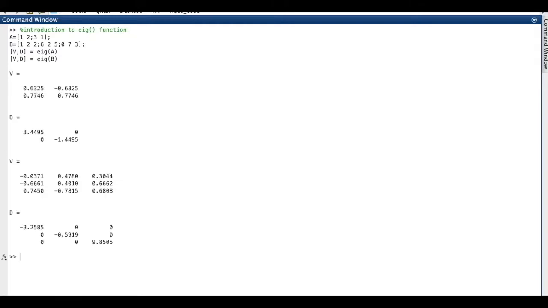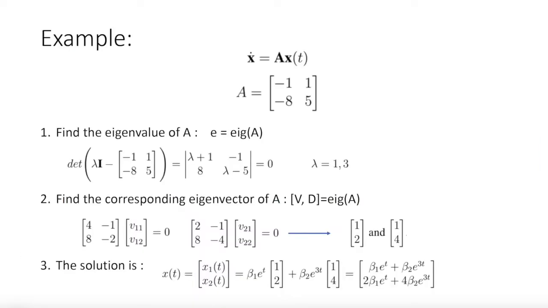In this example, which is the previous one, A is 1, 2, 3, 1 and B is a 3 by 3 matrix. By just using the bracket [V, D] equals eig of A, we can have V, which are the eigenvectors of the matrix, and D, which is a square matrix whose diagonal elements are the eigenvalues of the matrix. We should pay attention that the eigenvectors are not unique.